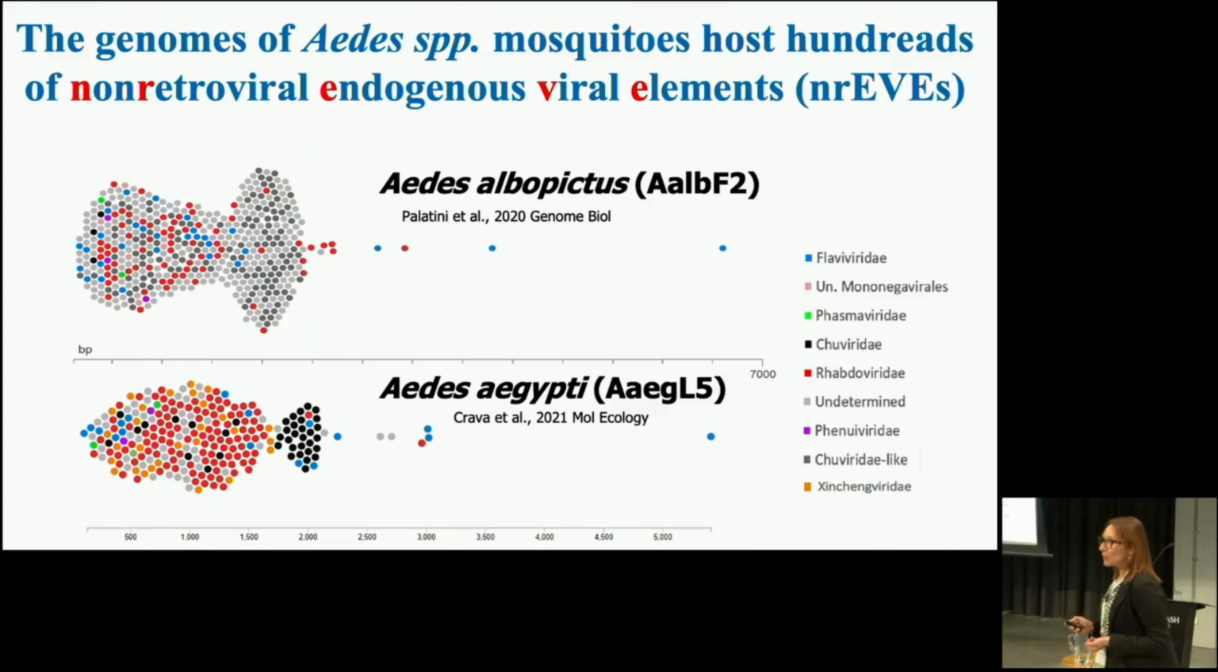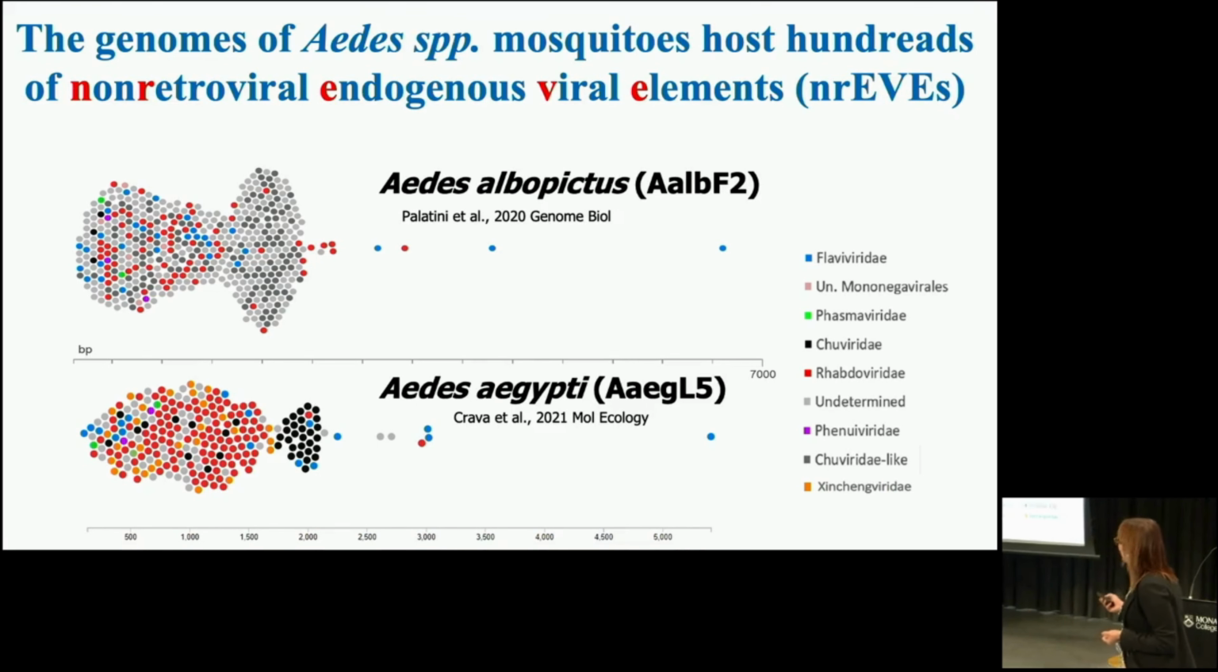Unexpectedly, when we look at the genome of both Aedes aegypti and Aedes albopictus, which is another vector and is prominent in temperate regions of the world, we found that in their genomes there are hundreds of sequences of viral origin. And these viruses are non-retroviral RNA viruses.